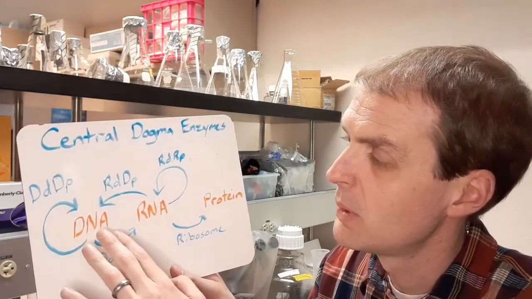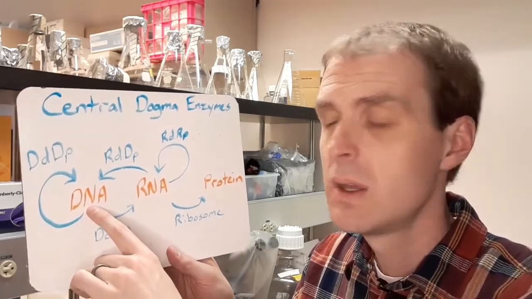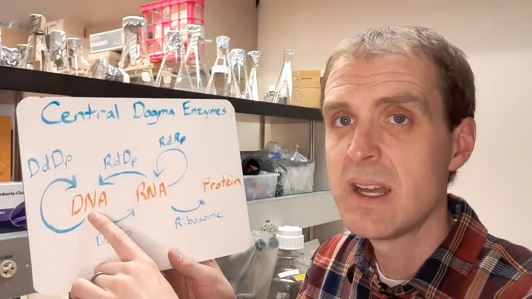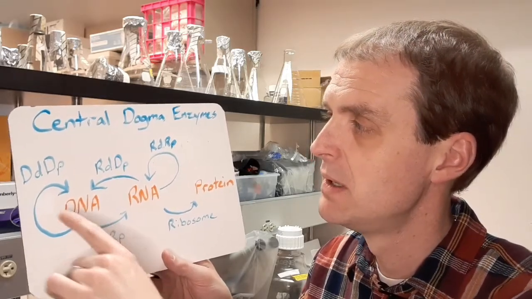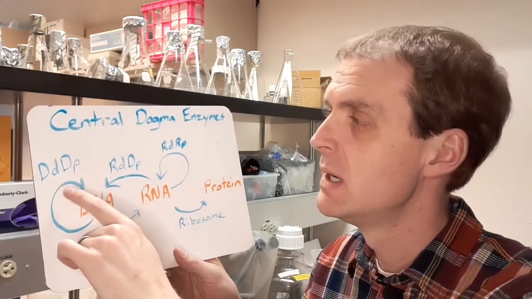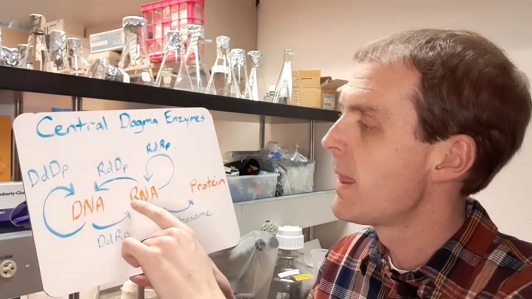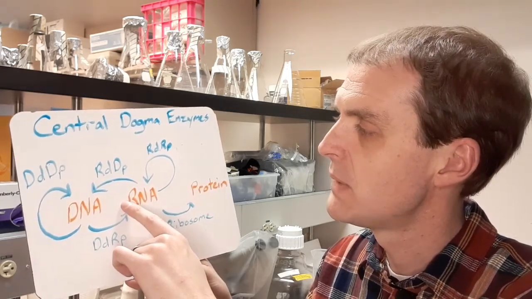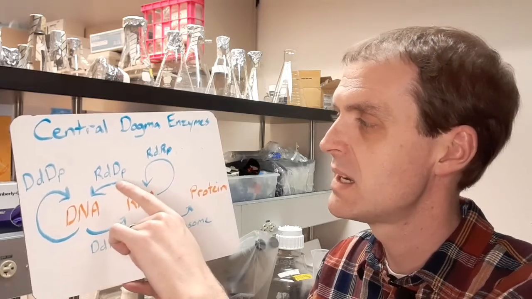And what we're going to see here is that if you have some DNA, your cell might want to copy that DNA to make a new cell. So you have to copy your genetic material. In that case, you would use a DNA-dependent DNA polymerase. Reads DNA, makes DNA.